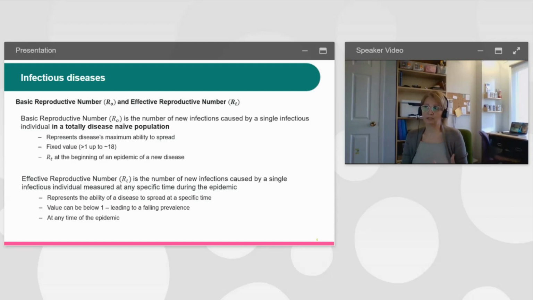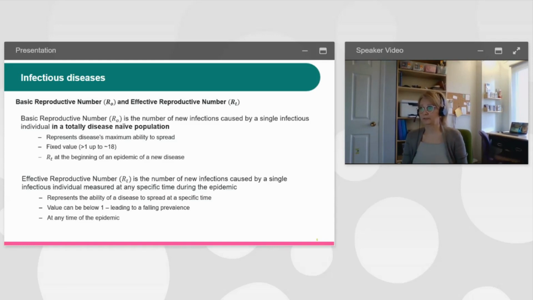Therefore, it represents the disease's maximum ability to spread. It is a fixed value as it is disease related. It is always greater than 1, and it can go up to 18, for example, for measles. So one infected individual can, in the case of measles, infect 18 new individuals during its lifetime of being infectious. It is also equal to the effective reproductive number, but only at the beginning of the epidemic.